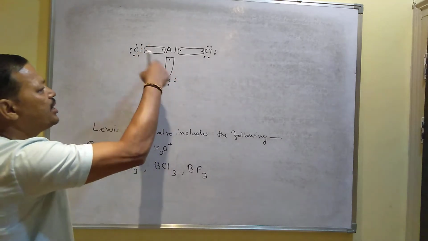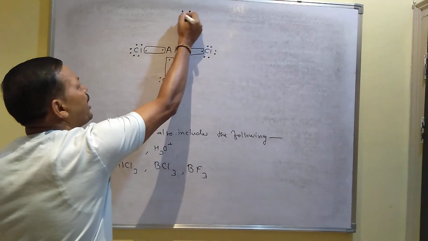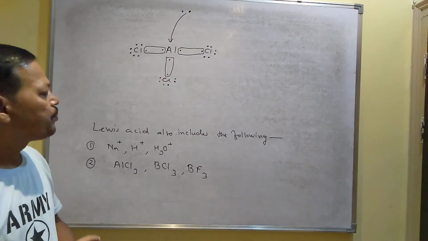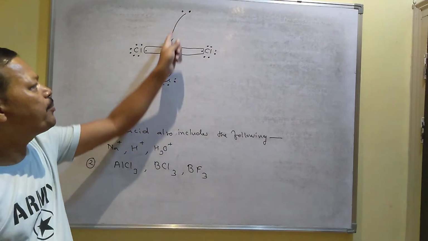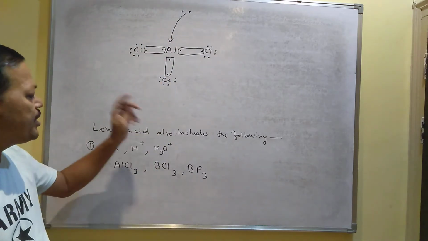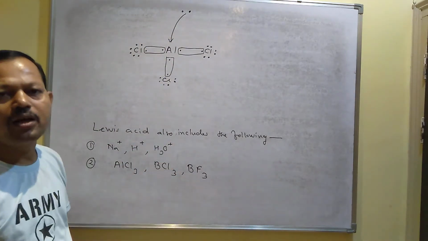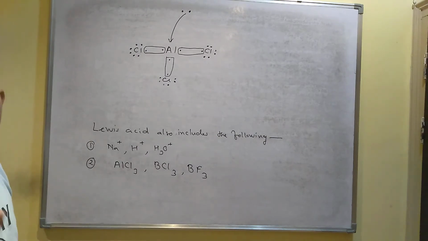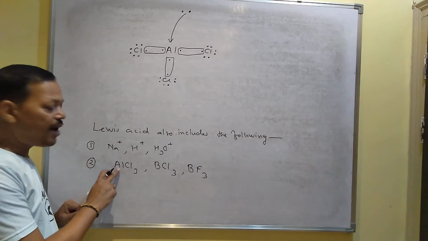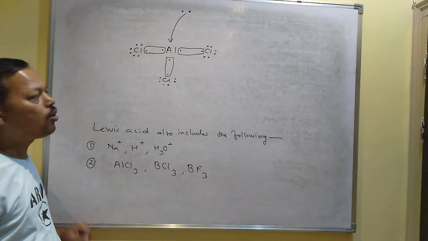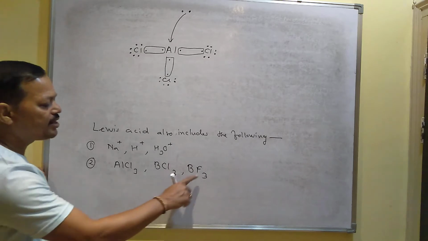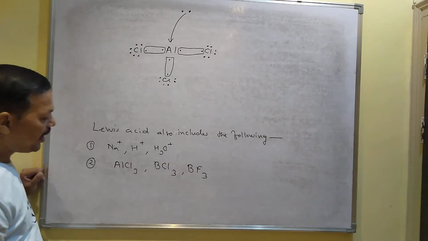And that is why, in this type of molecule, the central atom can gain one more pair of electron to become 8. As you know, according to Lewis concept, the substance which can gain a pair of electron always acts as acid. So since aluminium can gain one pair of electron, that is why AlCl3, BCl3, BF3, this type of molecule acts as your Lewis acid. Those molecules in which the central atom has electron deficiency always act as Lewis acid. Have you got it? So that is why AlCl3, BCl3, BF3, this type of molecule acts as acid.